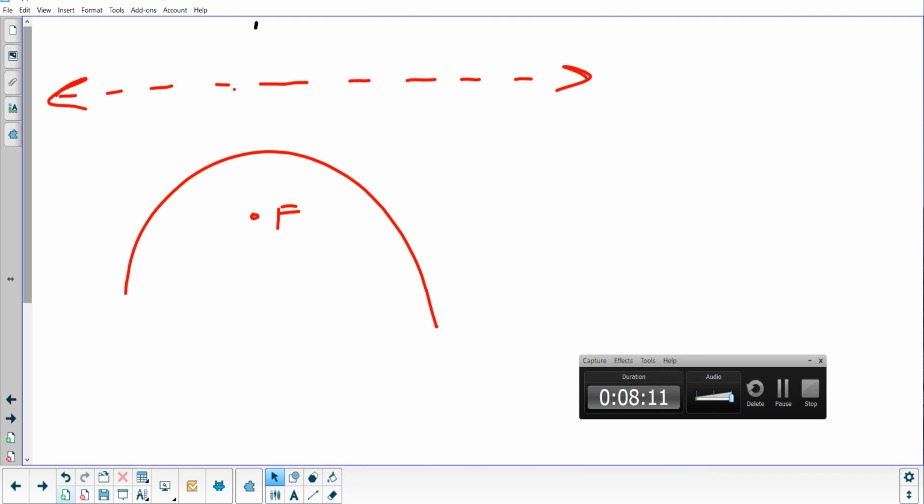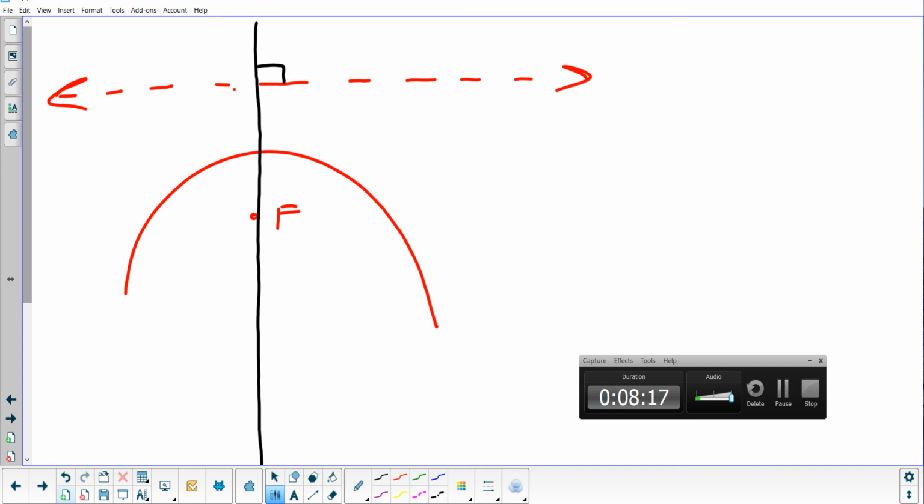Here's your axis of symmetry. Perpendicular to the directrix, and it goes right through the focus. Now, this point has a special name. Anybody remember what we call, in this case, it's the highest point in the parabola. Sometimes it's also the lowest point. Yep. Vertex. It's the vertex. Another way to say it, based on this picture, is the vertex is where the line of symmetry crosses the parabola.